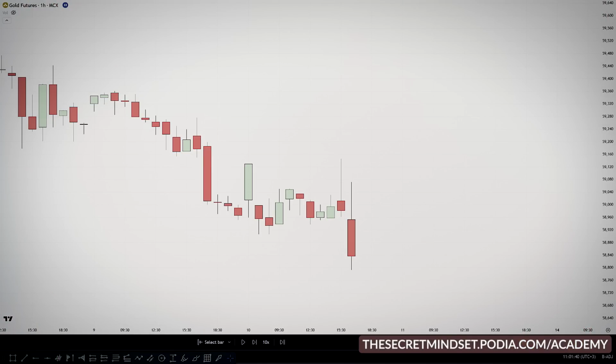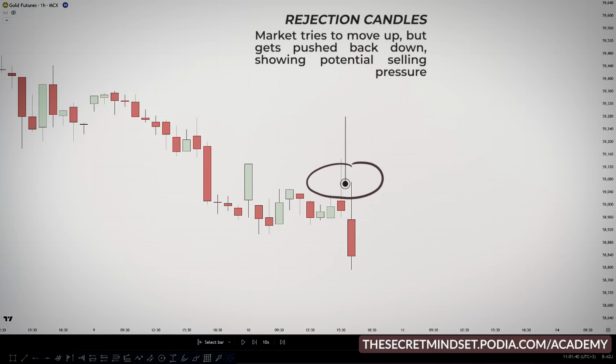Let's look at another signal. First, we're looking for a rejection of higher prices. Here, the market tries to move up, but gets pushed back down, showing potential selling pressure. We spot several candles with long upper wicks. These wicks show where buyers tried to push the price up, but sellers stepped in and pushed it back down. This means there's strong selling interest at this price level.